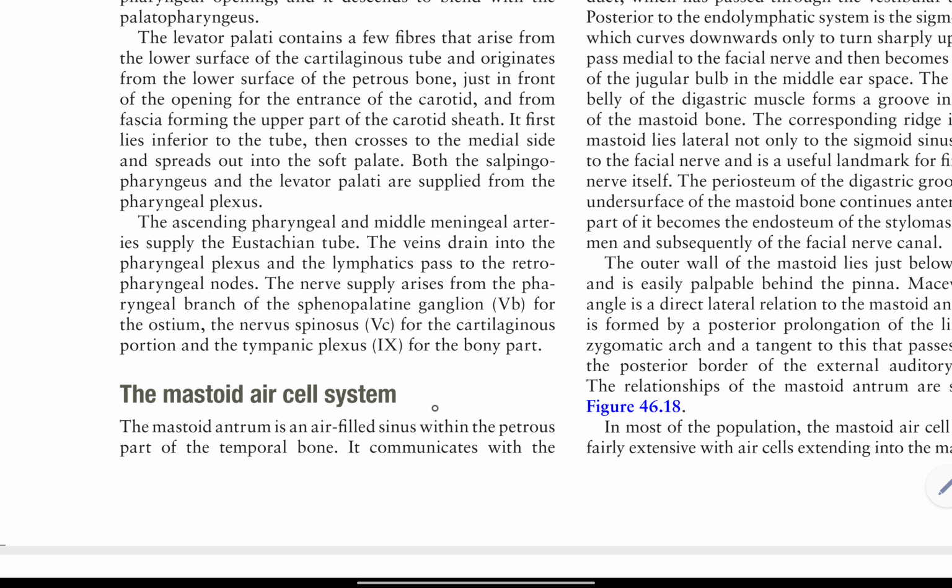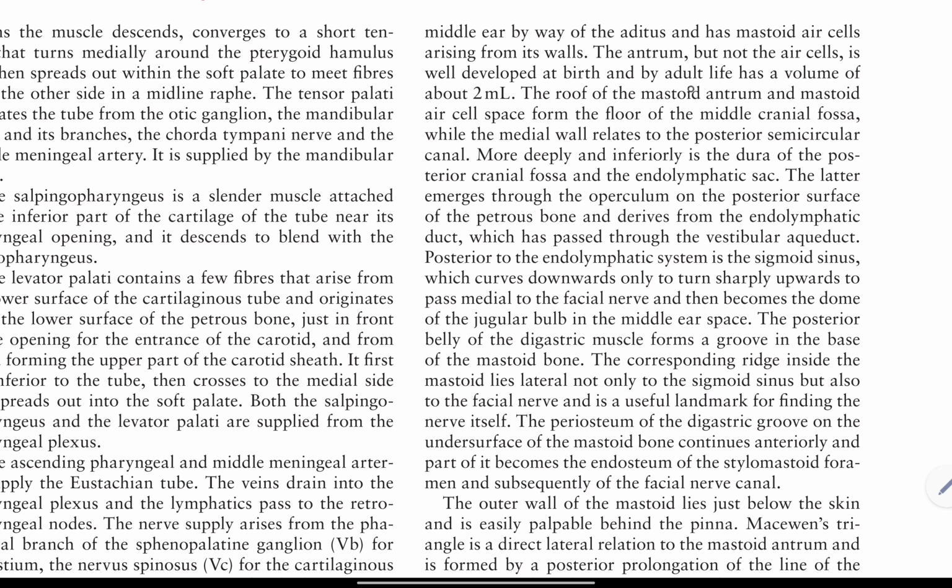The mastoid air cell system. The mastoid antrum is an air filled sinus within the petrous part of the temporal bone. It communicates with the middle ear by way of the aditus and has mastoid air cells arising from its walls. The antrum, but not the air cells, is well developed at birth and by adult life has a volume of 2 ml.